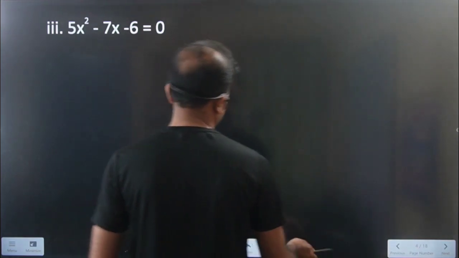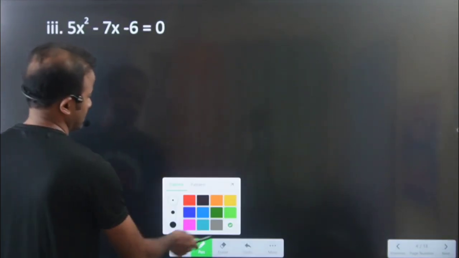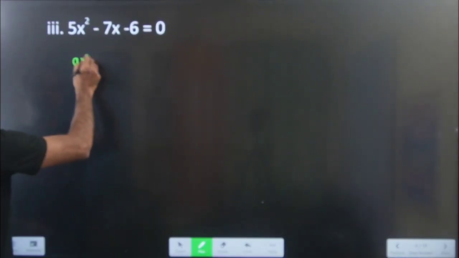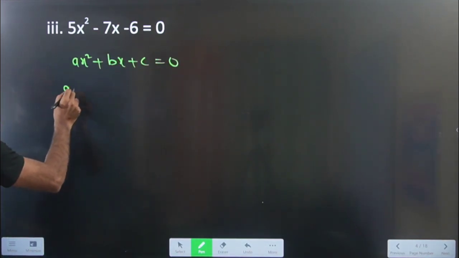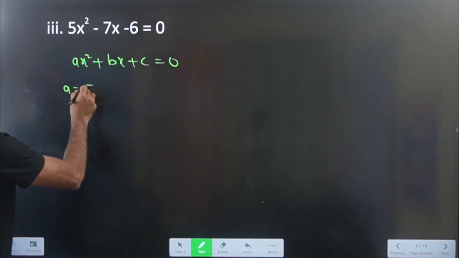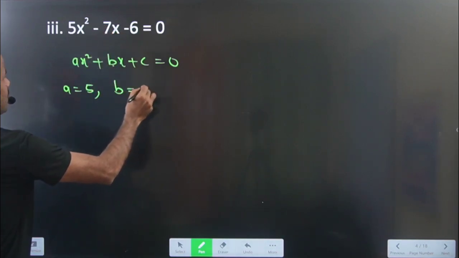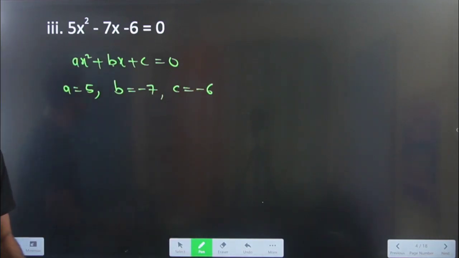Okay, so here we have the question 5x square minus 7x minus 6, and the given equation we compare with the standard form, that is ax square plus bx plus c equal to 0. What is the x square coefficient here? x square coefficient is a. Here x square coefficient is 5. Then a value is 5. x coefficient is b. Here x coefficient is minus 7. b value is minus 7 and c value is minus 6.